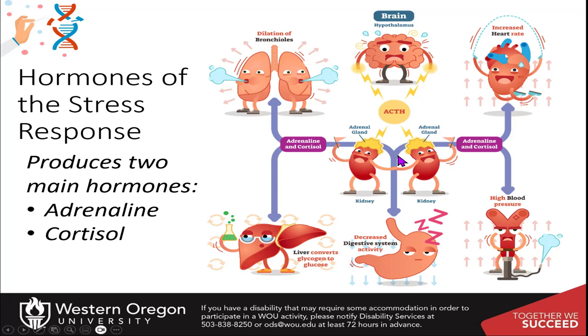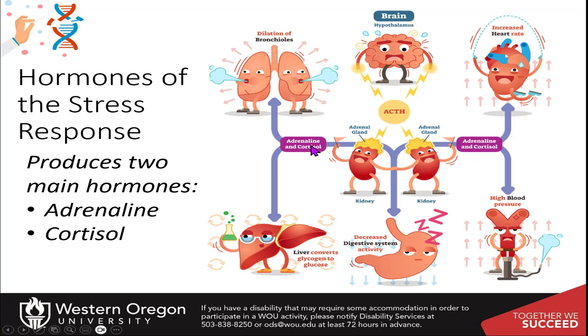So these hormones only get released from the adrenal gland when there's a signal from the brain. So once you assess that there is a stressful event going on, you are going to release a peptide hormone from the brain called ACTH, and that's going to come down and stimulate those adrenal glands to release adrenaline and cortisol.